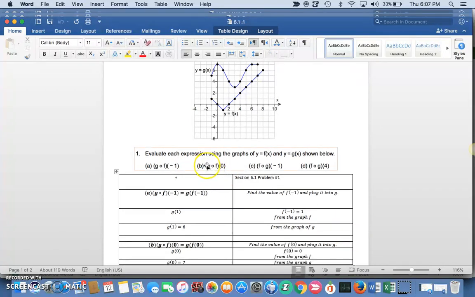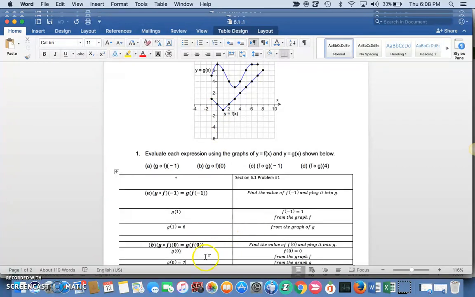For B, it's g composed with f of 0, or g of f of 0. Your first evaluation would be of f of 0. So you go, x is 0. It hits the f graph at 0. So we're really talking about the point (0, 0) there. Replace f of 0 with 0.